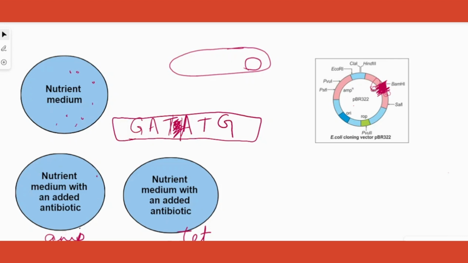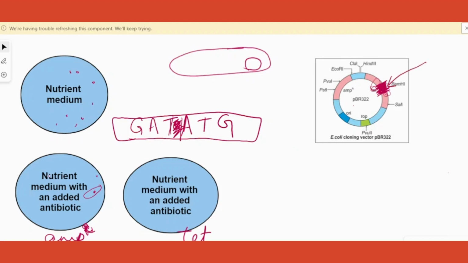On the ampicillin resistant plate, that is the nutrient medium having ampicillin antibiotic, our plasmid is there in it, right? The host will easily grow because this plasmid is giving resistance to it. Now, on this medium, it is not going to grow. Why is it not going to grow? Because the tetracycline gene is already inactivated by insertion of our gene of interest.